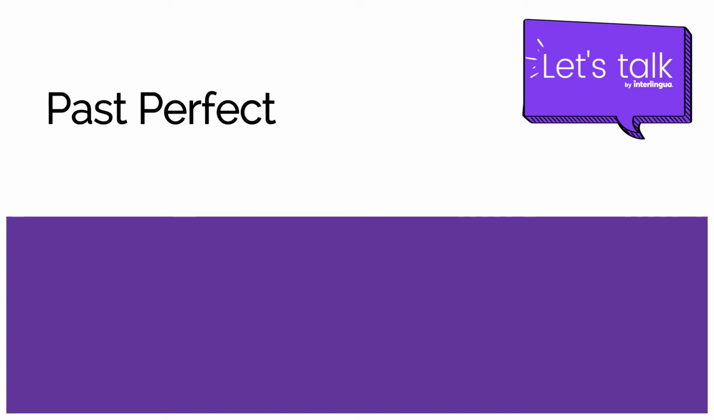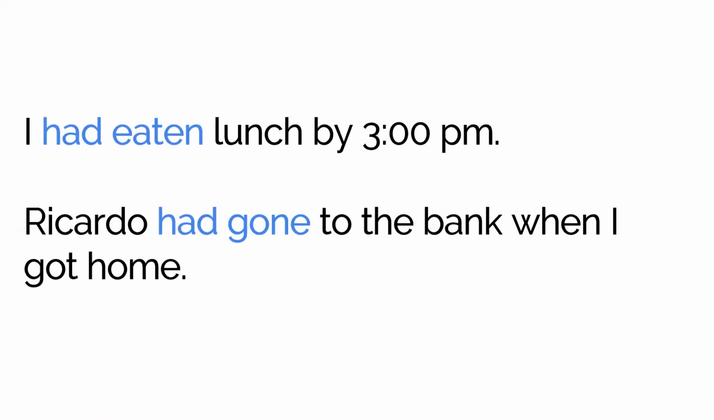Past perfect tense. To express actions that happened before another action in the past, we use the auxiliary had for all subjects, together with the verb in its past participle form.